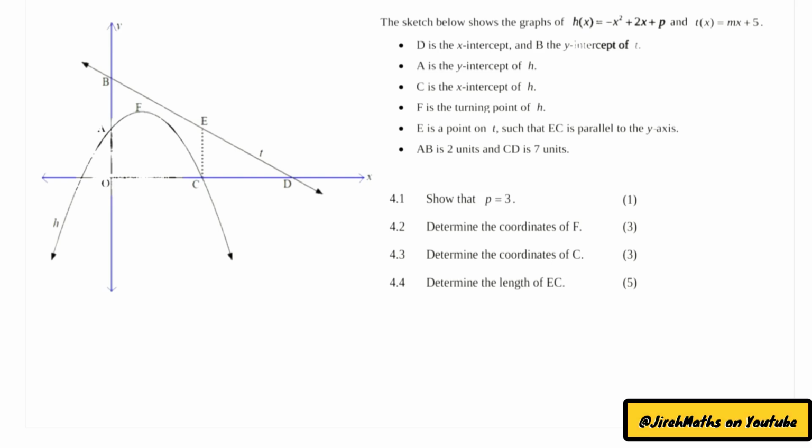Today we are going to do a quick recap of functions. Let's look at the first question. Show that p is equal to 3. Where is p? P is here. h of x is equal to minus x squared plus 2x plus p.